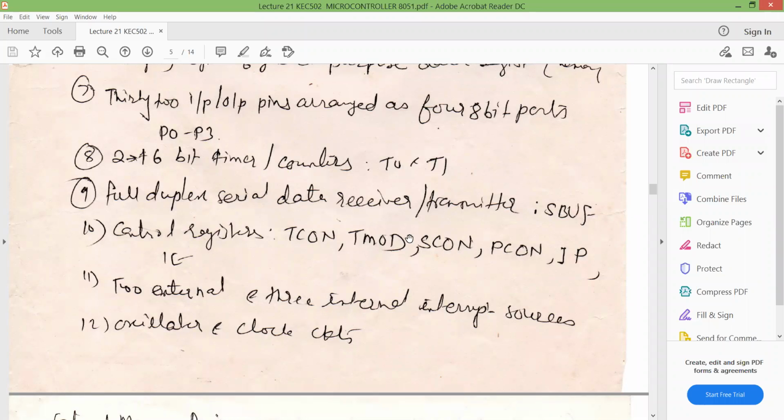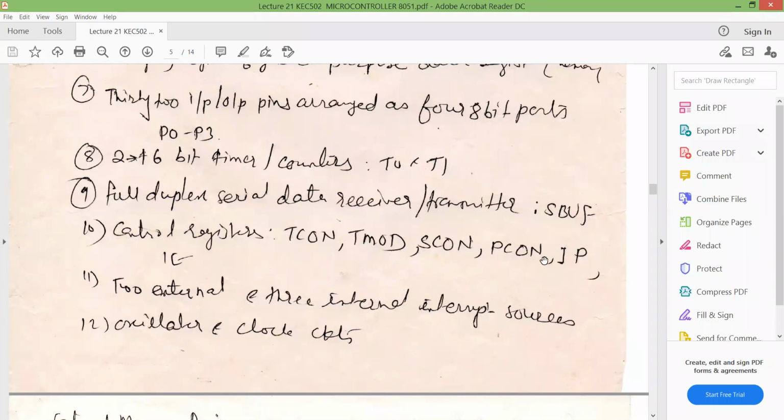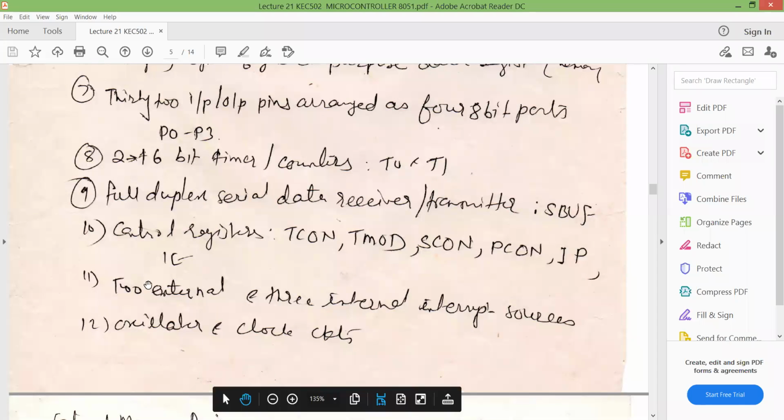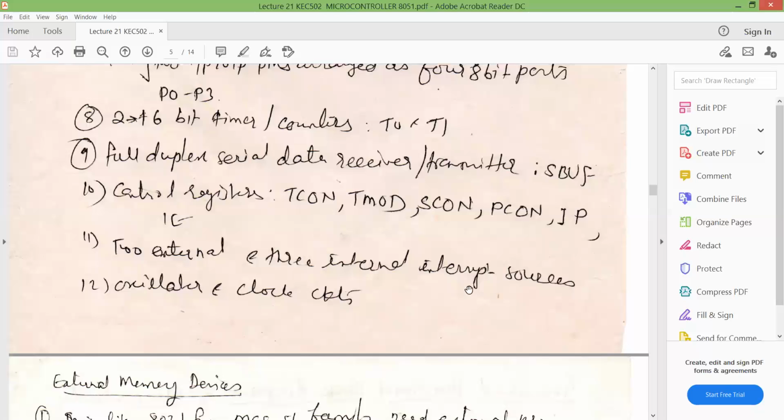We will see how many are there and what they are, and how they work, whenever we see the individual operation. Whenever we see timer counter, at that time we'll study TCON and TMOD. Whenever we study serial data operation, at that time we will study SCON and SBUF. Right now I'm giving you the overall features of the 8051 microcontroller. Then you have 5 interrupts. 2 external interrupts and 3 internal interrupts. In 8085 also you have 5 interrupts, but here 2 are external and 3 are internal.